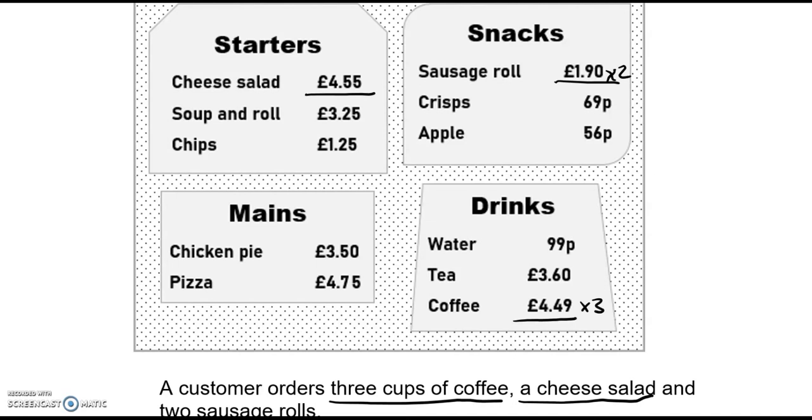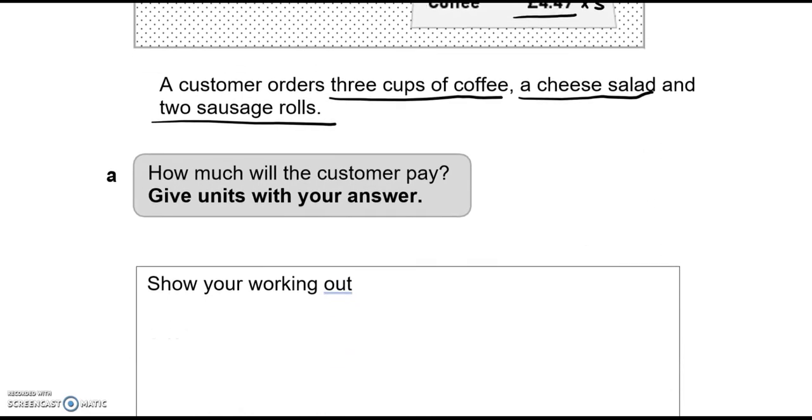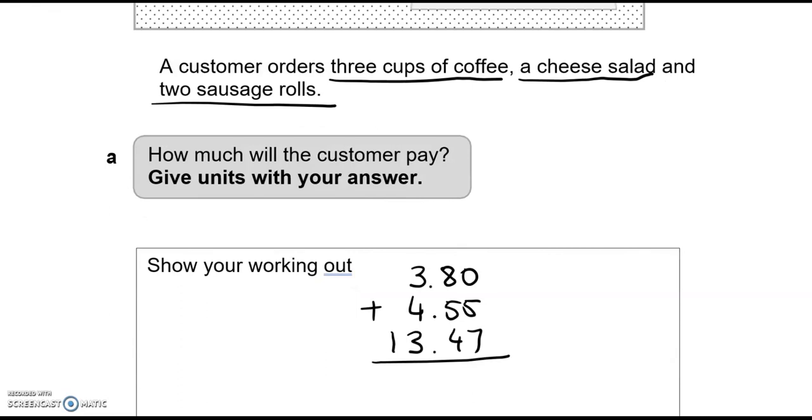Add with a calculator, we have £3.80, £4.55, £13.47. Adding them all together makes £21.82.